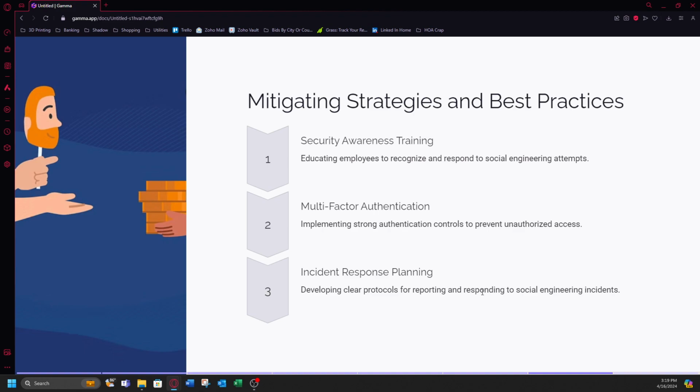Multi-factor authentication. Back in one of my episodes, I talked about password selection. Multi-factor authentication is super important: implementing strong authentication controls to prevent unauthorized access. Multi-factor authentication is an added step and a layer of protection on top of your password, which should be strong to begin with.